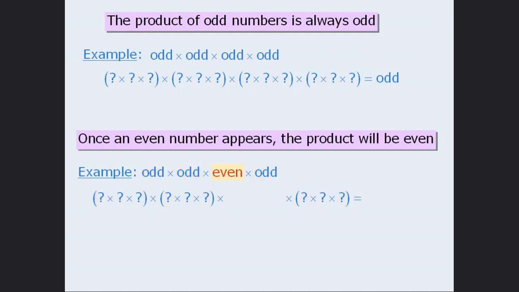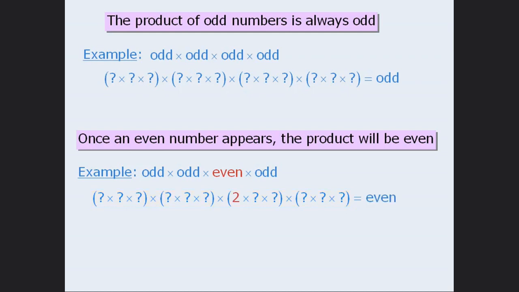Now we'll take the even number and find its prime factorization. Since this number is even, we know that its prime factorization must include at least one 2. So now, when we examine the entire product, we can see that it includes at least one 2. This means the product is divisible by 2, which means the product must be even.